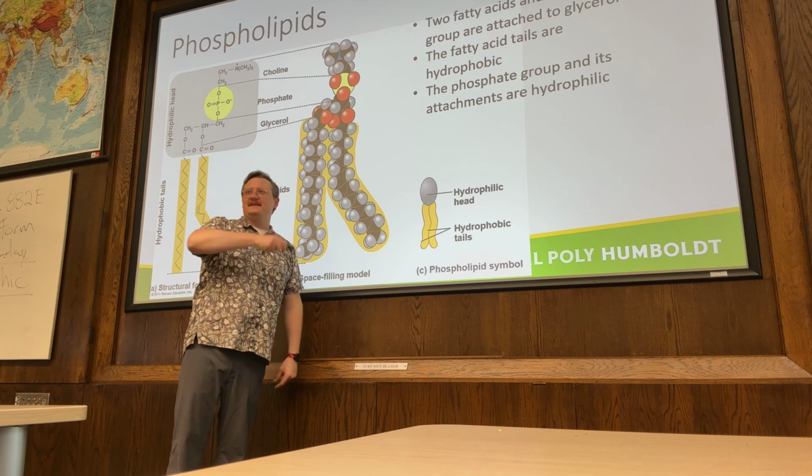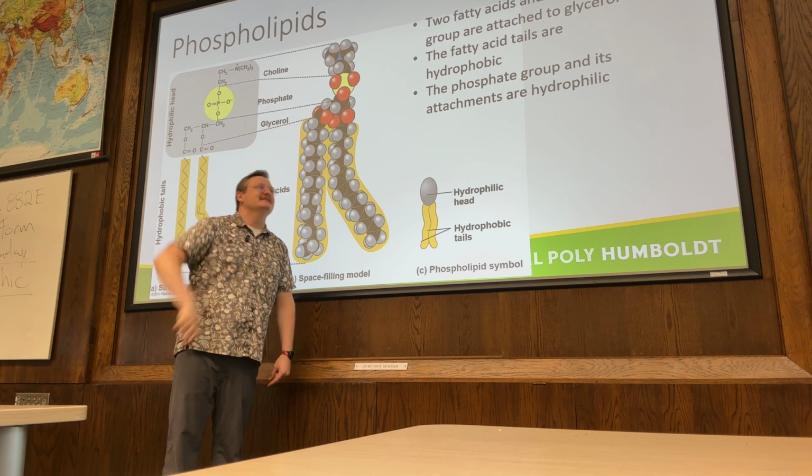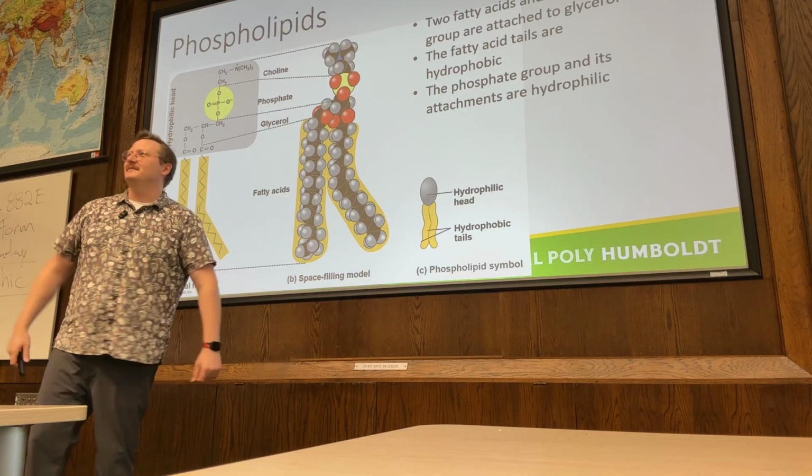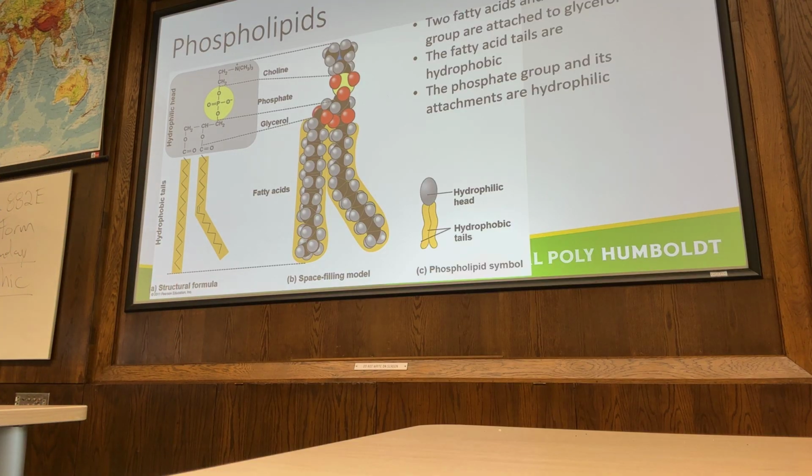Here's a phospholipid symbol. This is how I'll draw them when I have to draw them on the board. Like a little circle with 2 squiggly legs coming off of it, indicating the hydrophilic head and the hydrophobic tails. This is going to be so important. It makes up all your membranes.